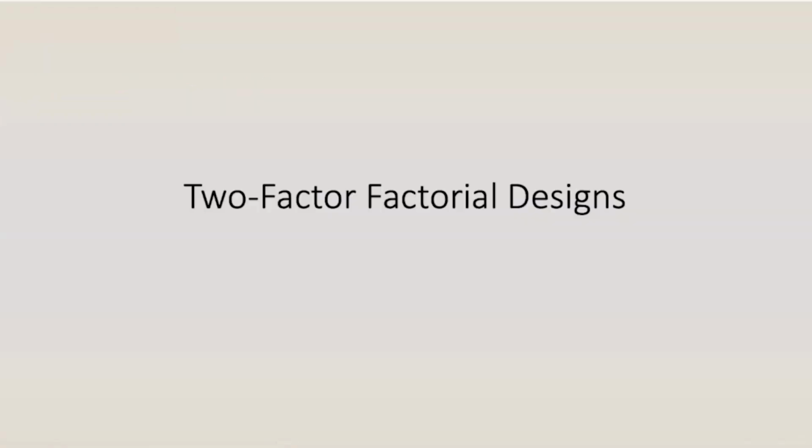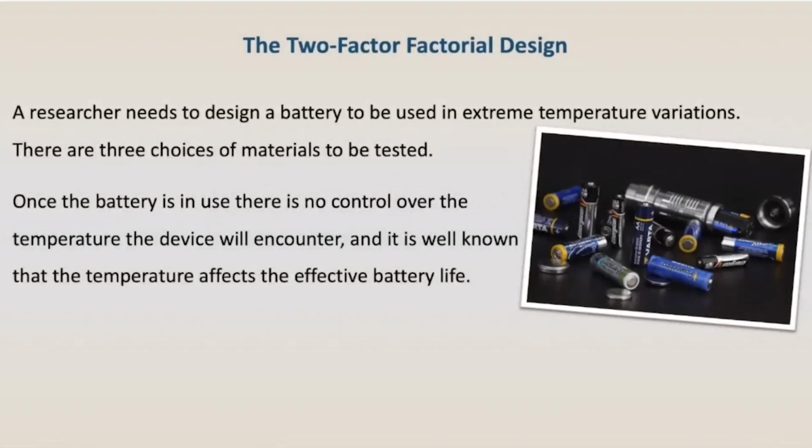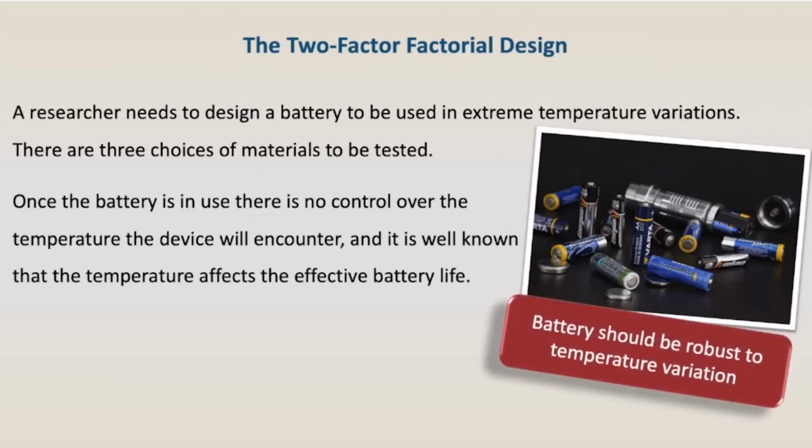Let's take a look in this example of a two-factor factorial design. A researcher needs to design a battery to be used in extreme temperature variations. There are three choices of materials to be tested. Once the battery is in use, there is no control over the temperature the device will encounter, and it is well known that the temperature affects the effective battery life. The battery should be robust to temperature variation.